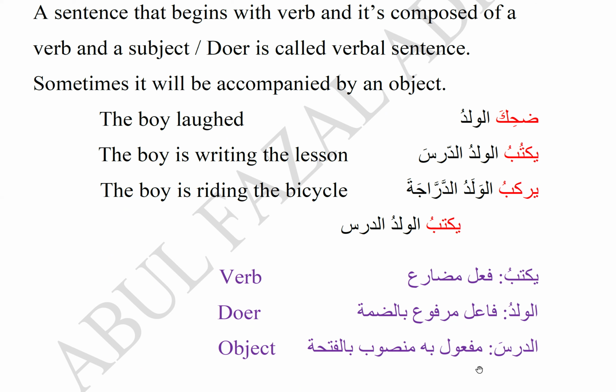الدرس, now this is the object, that's the مفعول به, we can call it the done-to, and that is منصوب بالفتحة, and is منصوب. منصوب means the main sign is fatha. So these are the three components in the sentence: fi'l, fa'il, and maf'ul bihi.